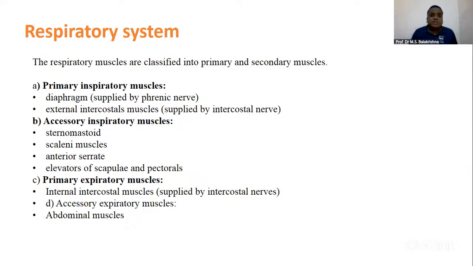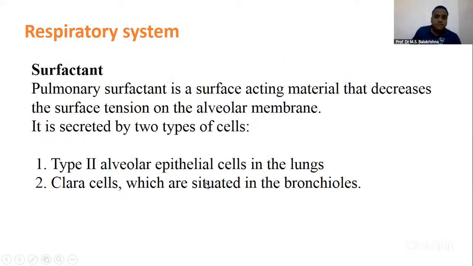Then coming to the expiratory muscles, you have the internal intercostal muscle. A point to be noted: the external intercostal muscle is an inspiratory muscle, whereas the internal intercostal muscle is an expiratory muscle. So don't get confused. The name is the same; one is internal, one is external. Then you have the accessory expiratory muscles, which are your abdominal muscles. A lot of MCQs are made from these muscles. Do not leave this.